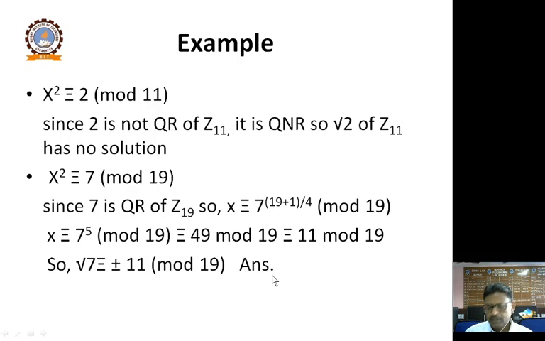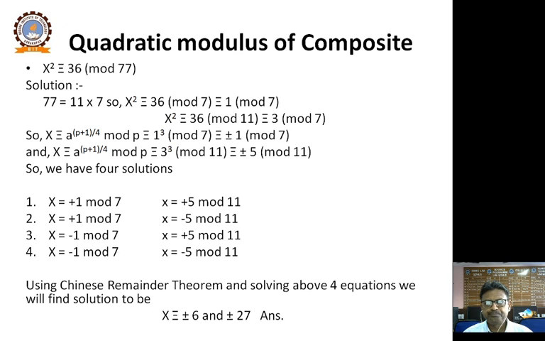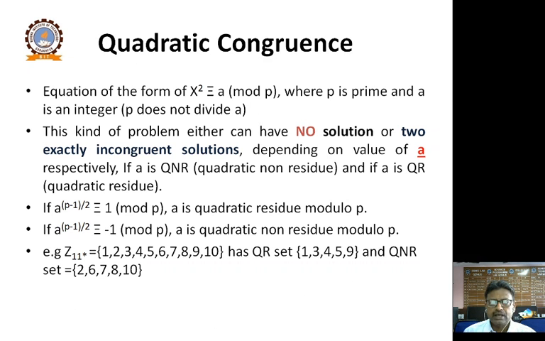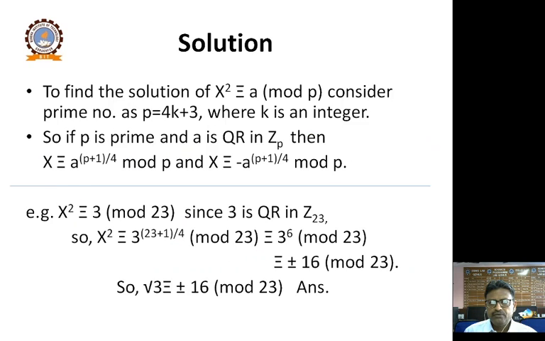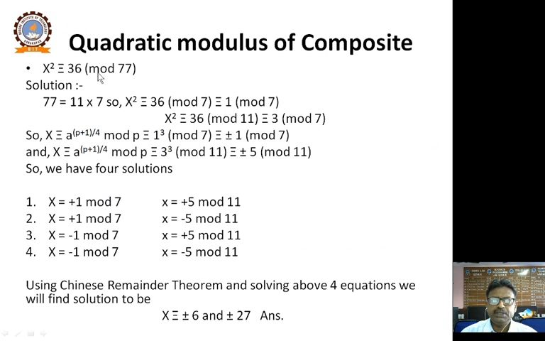So this is how the quadratic congruences are solved. Now, in the previous equations, p is a prime number. But if there is a congruence equation where p is a composite number, for example 77, then how do we obtain the solution? Suppose the example is x square congruent to 36 mod 77, and 77 is not a prime number.